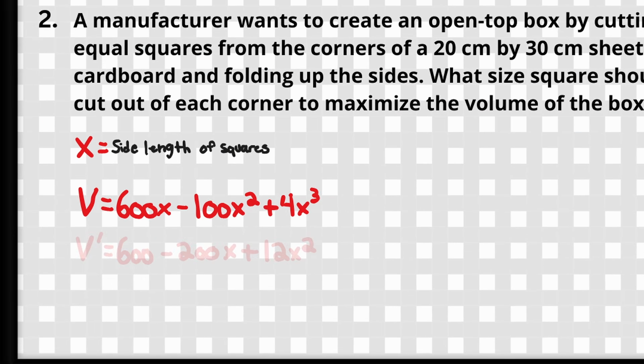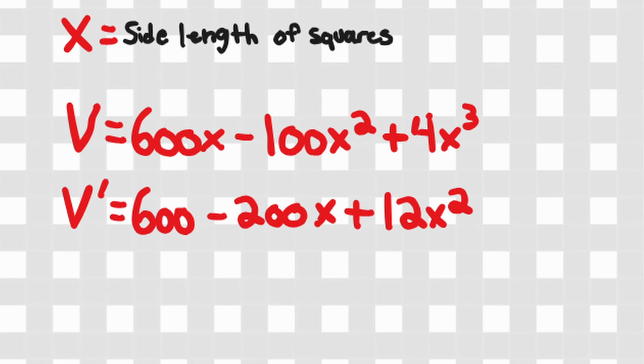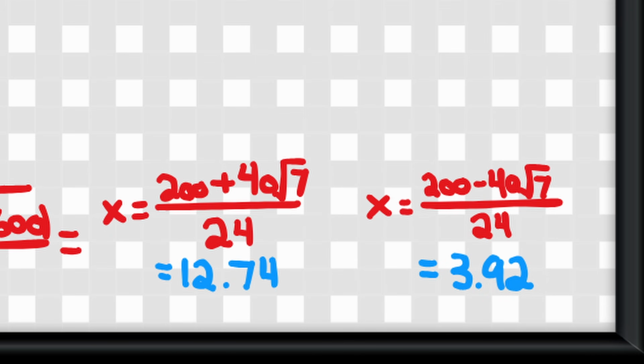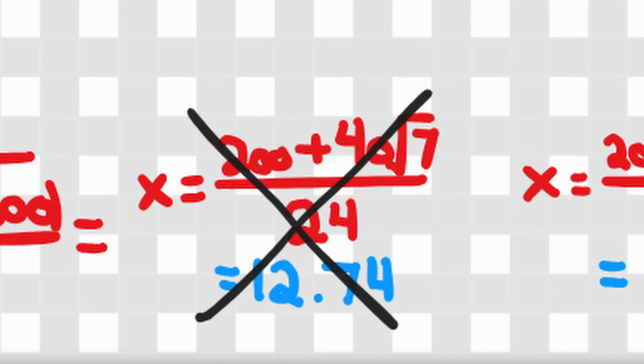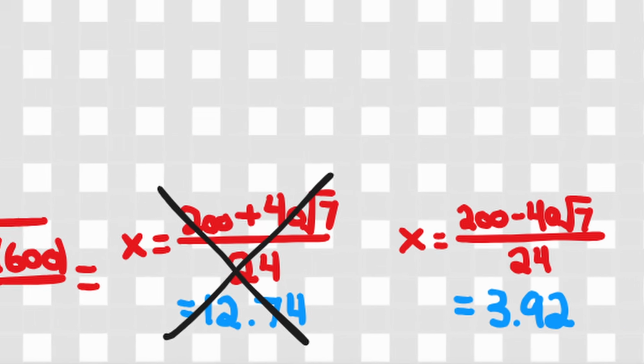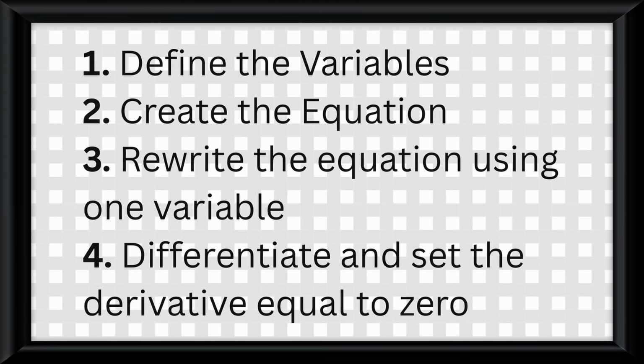For our second one, we first solve for our derivative. However, unfortunately, this derivative needs to be solved with the quadratic formula, and we get 2 answers in the end. However, one is outside of our domain, so the true answer would be this one, 3.92 centimeters, as our final answer. And that's it for optimization. Just remember these 4 steps and you'll be fine.